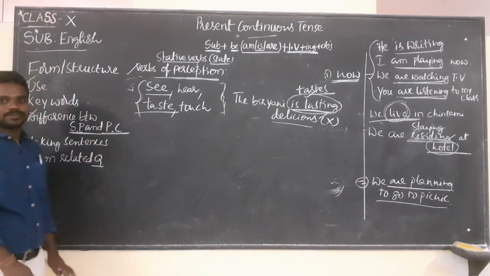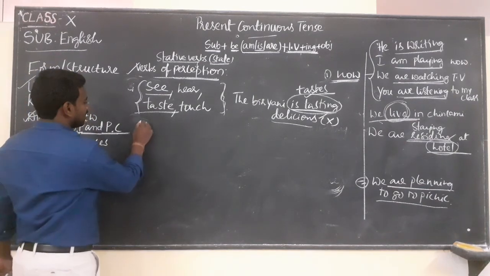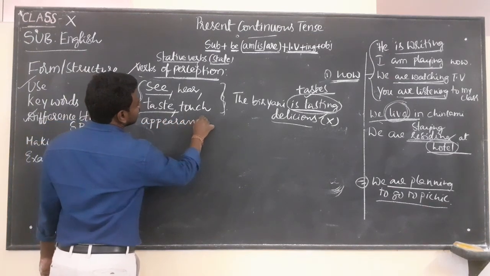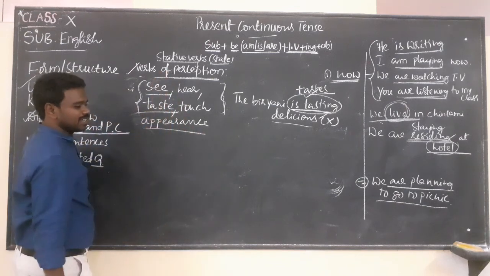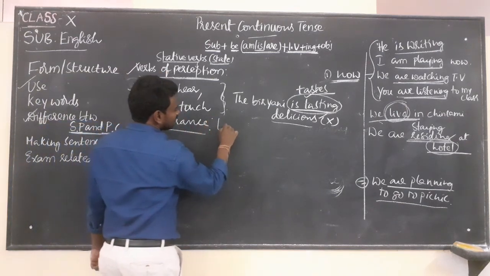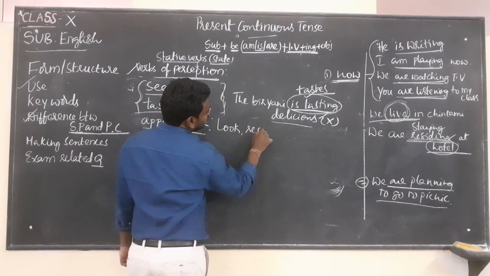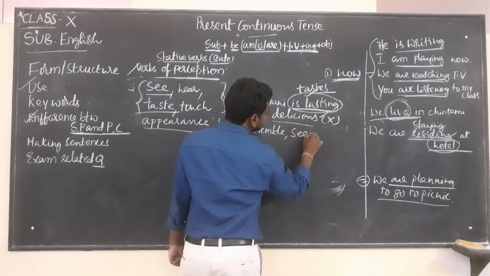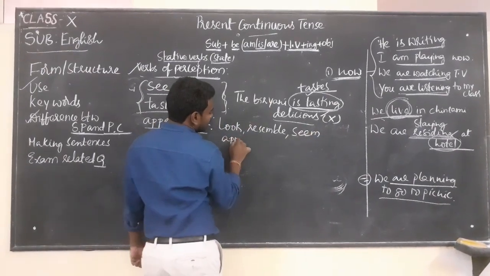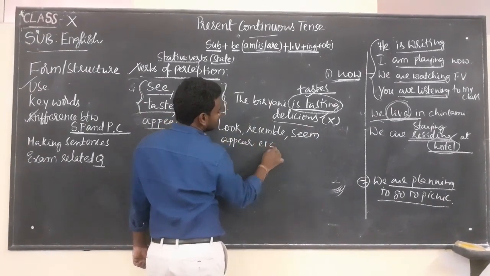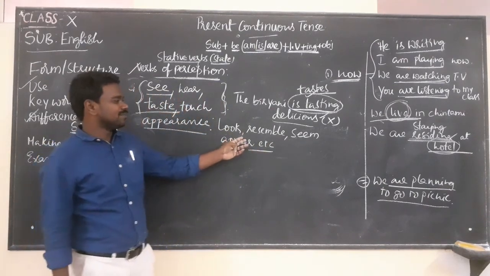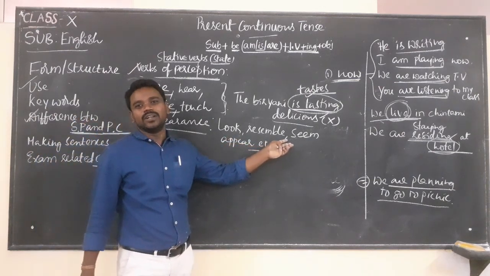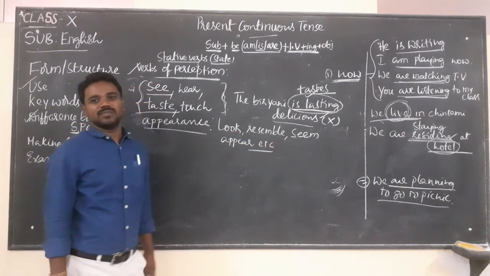Now, next one. Appearance. There are some verbs related to appearance. For example, look, resemble, seem, appear. We say that it seems good, but we should not say it is seeming good, right?